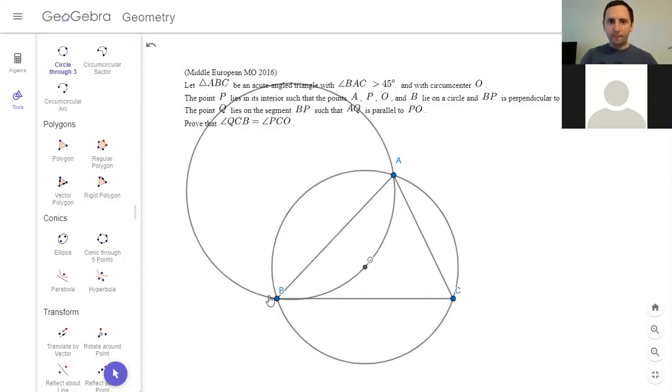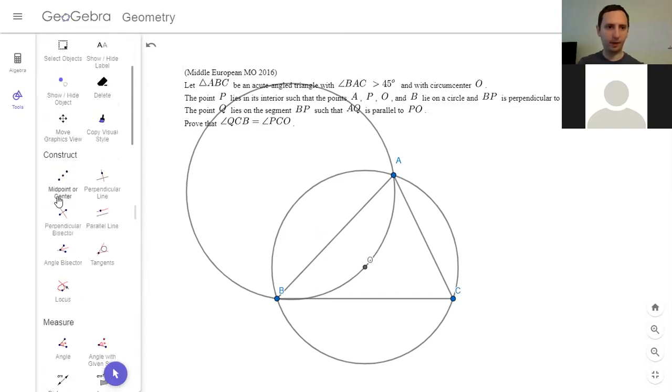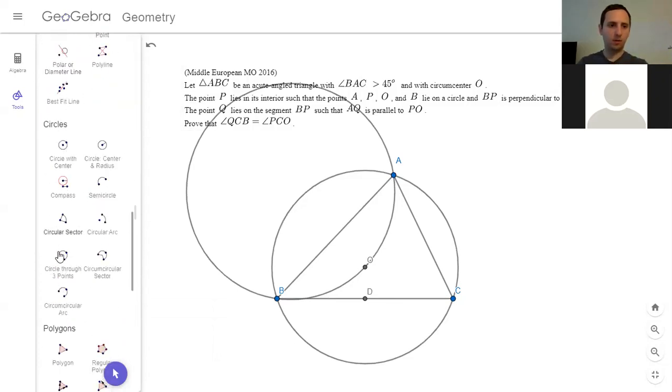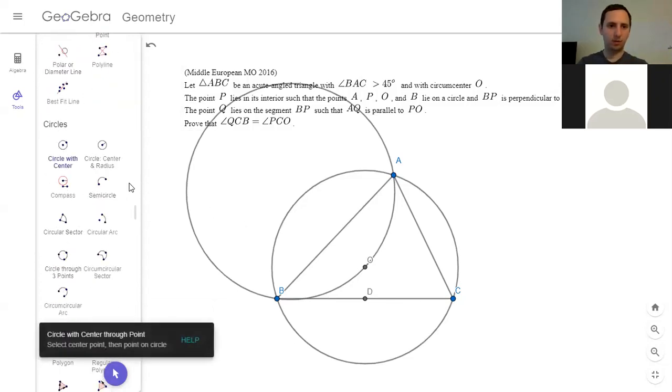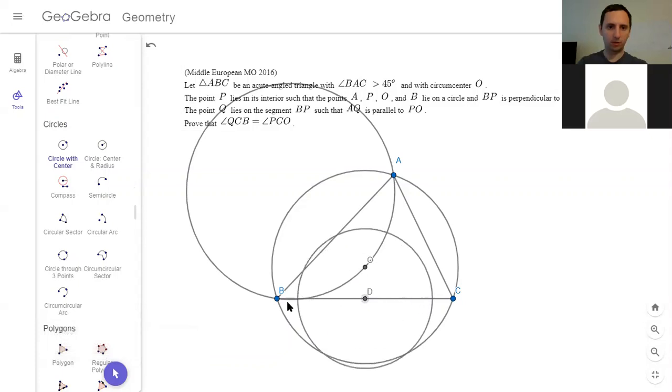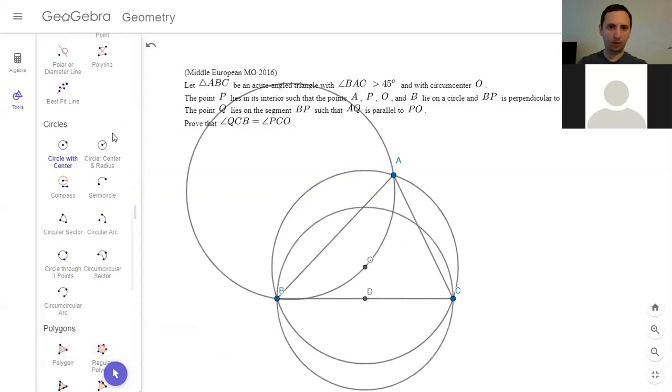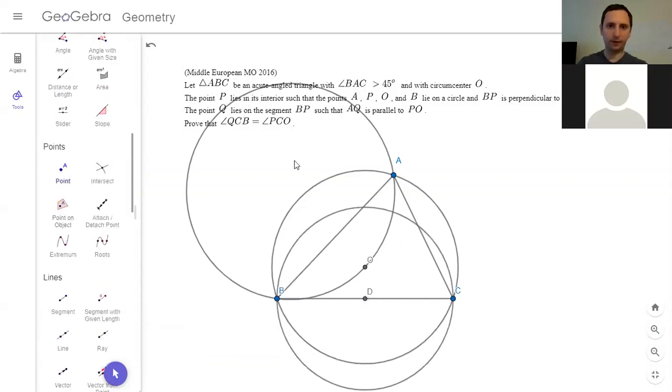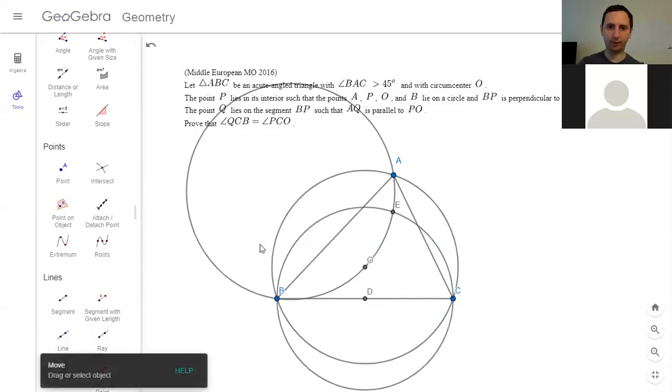So let's see. BP is perpendicular to CP. So basically, let's draw the circle with diameter BC. So this should be point P right here. And if we want BAC to be greater than 45, I think that's greater than 45, but I'll check.